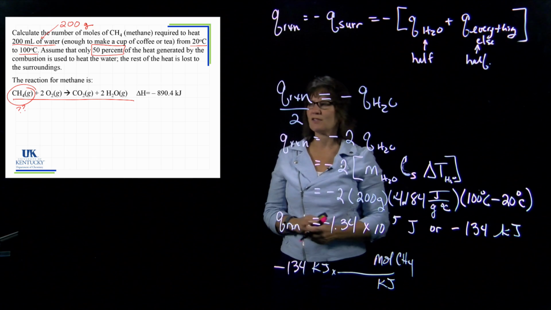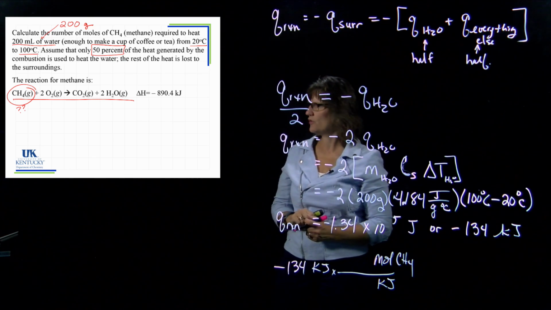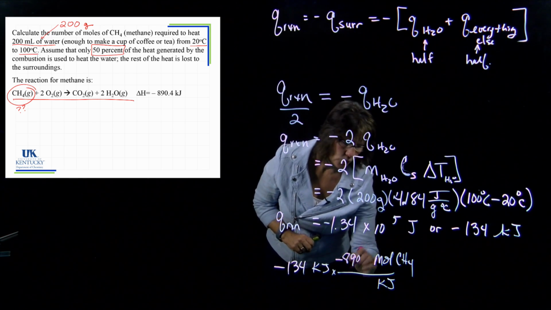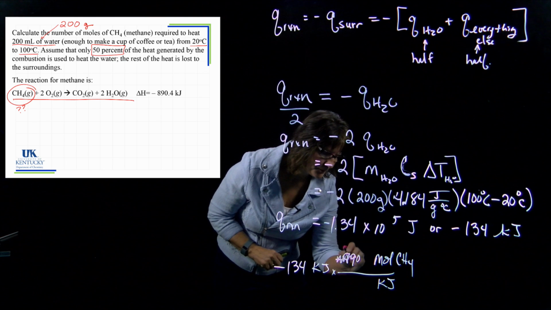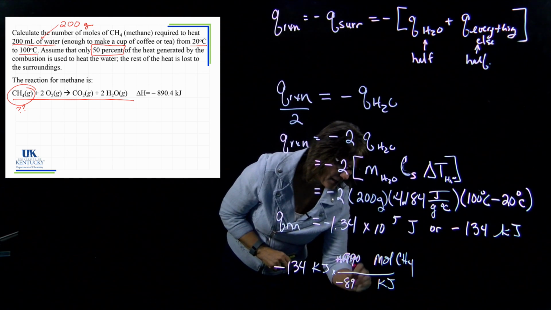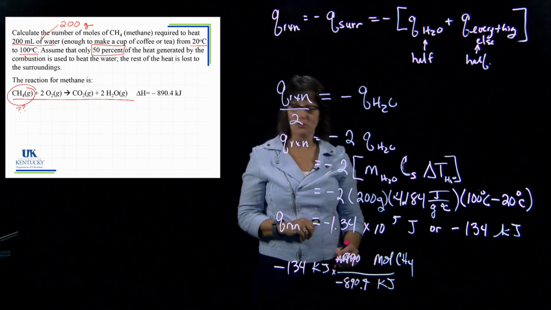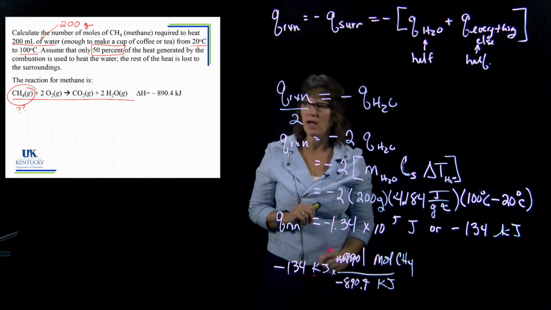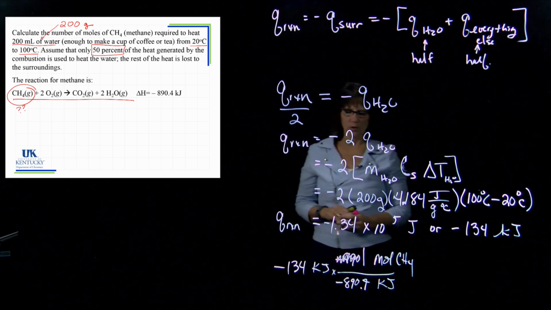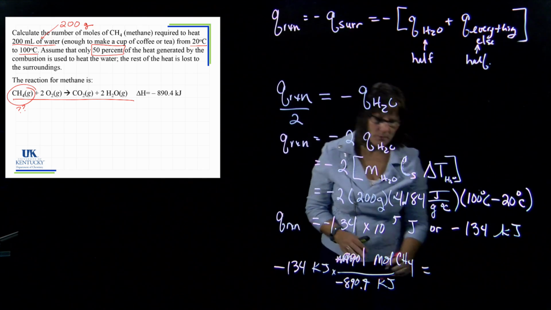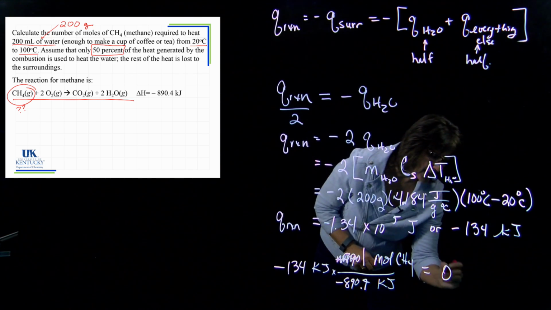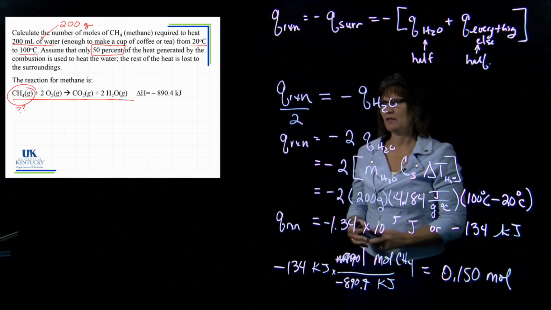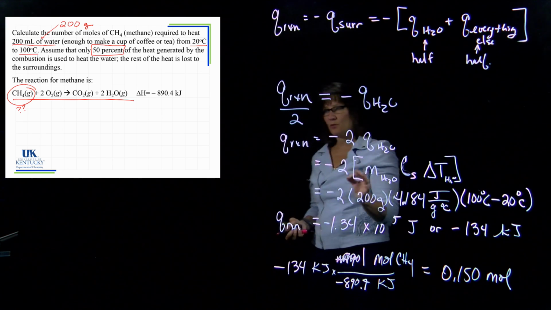Then I go to my balanced thermochemical equation that's given to me there on the screen. It's a negative 890.4. Oops, it doesn't go there. My bad. Negative 890.4. It goes with the kilojoules. What goes with the moles? Well, if I look at the balanced equation, I see that I have 1 mole of the CH4. So when I divide this out, it's going to tell me how many moles of methane I need, and it's 0.150 moles of methane.